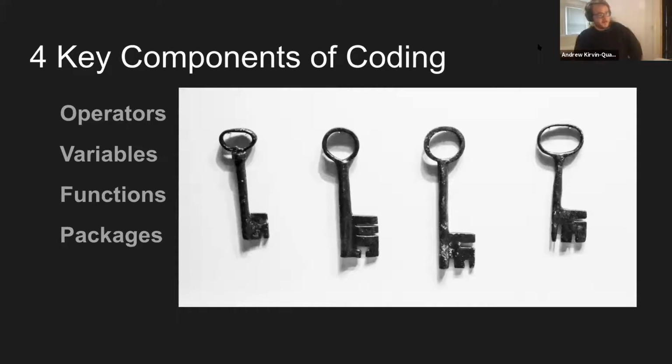So I want to start by just going over the 4 components of coding that I talked about last time. I looked up actual definitions this time rather than my made up definitions. So I'm hoping that some of you are willing to offer up your own understanding of these. So is anybody willing to take a stab at what an operator is?